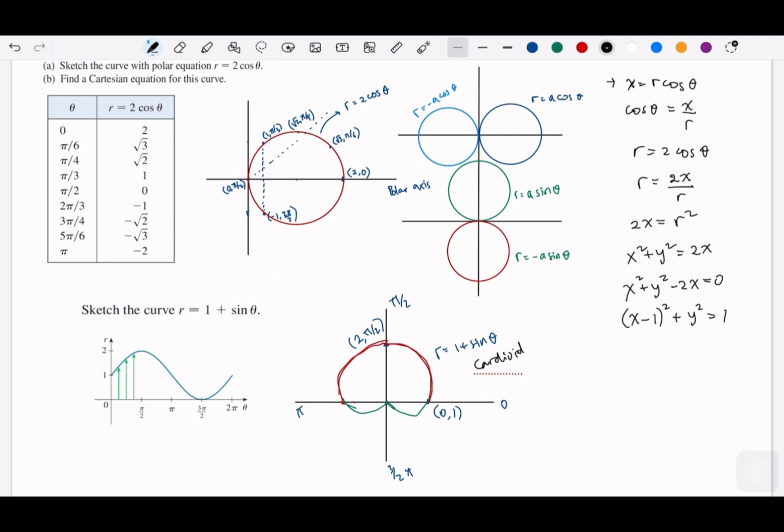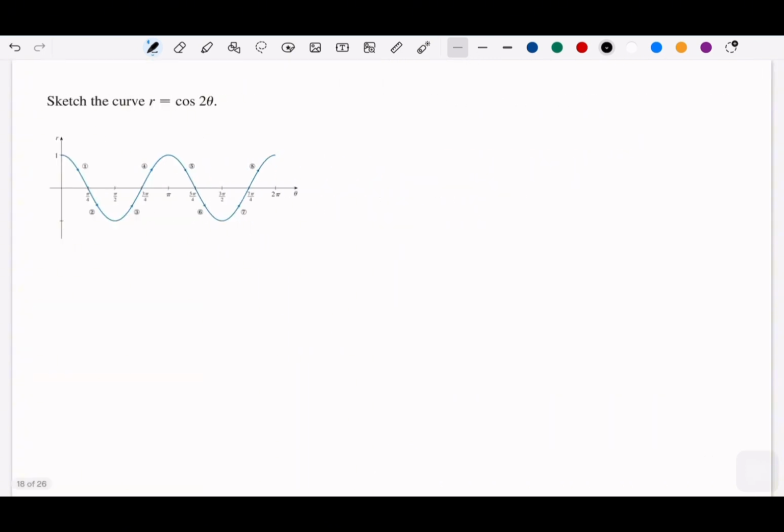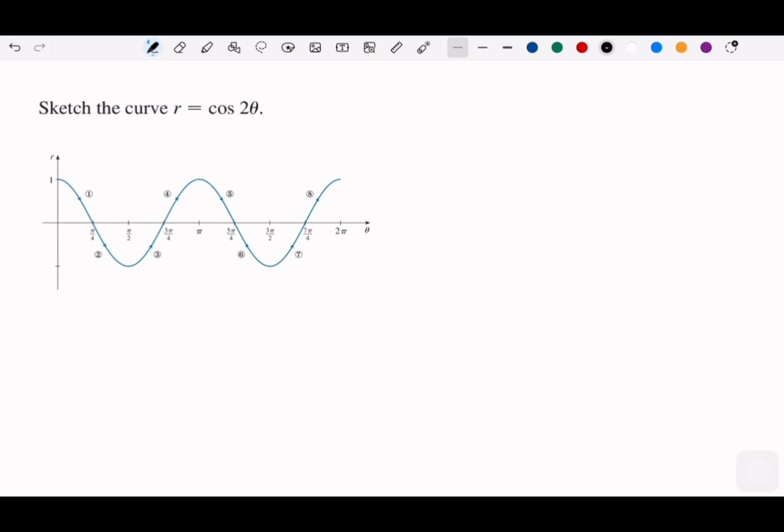Now the next curves that we are going to see a lot in exercises are the ones called the rose. Rose as in flower, so we can sketch it like a flower. So let's try to see that. Okay, so this is the rose curve, r equals cosine 2 theta.